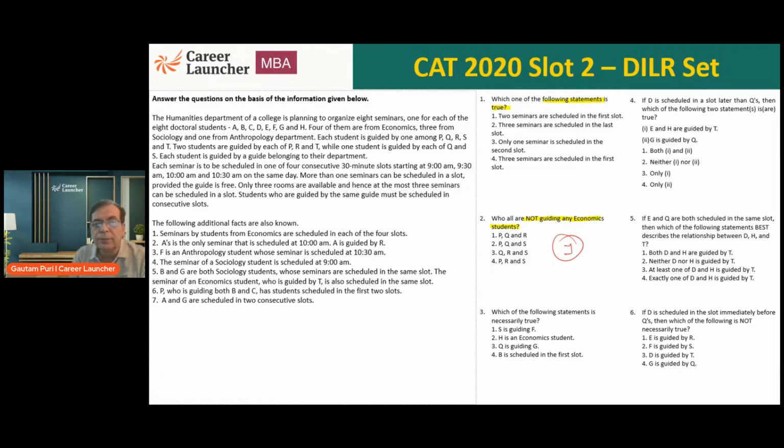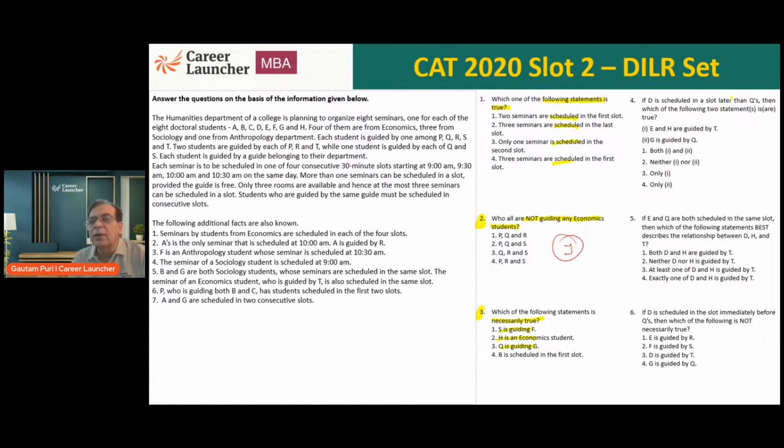Third question. Which of the following statements is necessarily true? Look at the questions. What are the questions about? Who's guiding whom? Yeah, the 4th one is about scheduling. But look at question number 2. Questions 2 and 3 are by and large about who is guiding whom. It is about the student-faculty correlation. While question 1 is by and large about scheduling. Which slot? Who's getting a seminar in which slot? It is about scheduling.